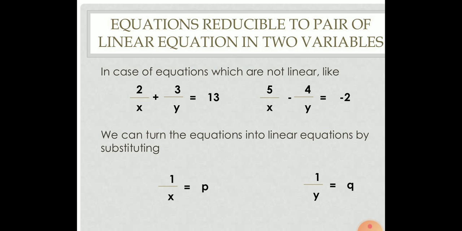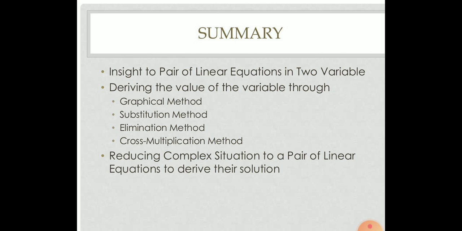You can solve by the elimination method or substitution method, and after finding the values of p and q, you can find the values of x and y, because x is the inverse of p. Suppose p equal to 1 upon 5, then you will get x equal to 5. Similarly you can find it for q also. So in this chapter we discussed a pair of linear equations in two variables, deriving the values of the variables through the graphical method, substitution method, elimination method and cross multiplication method, and reducing complex situations to a pair of linear equations to derive their solution.